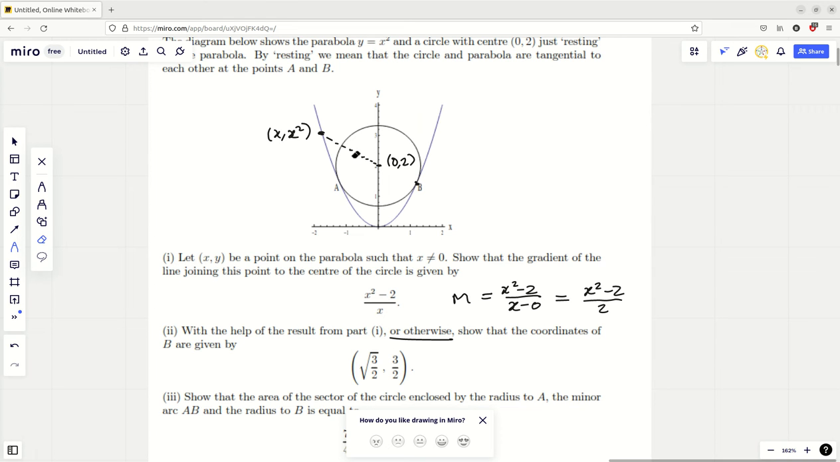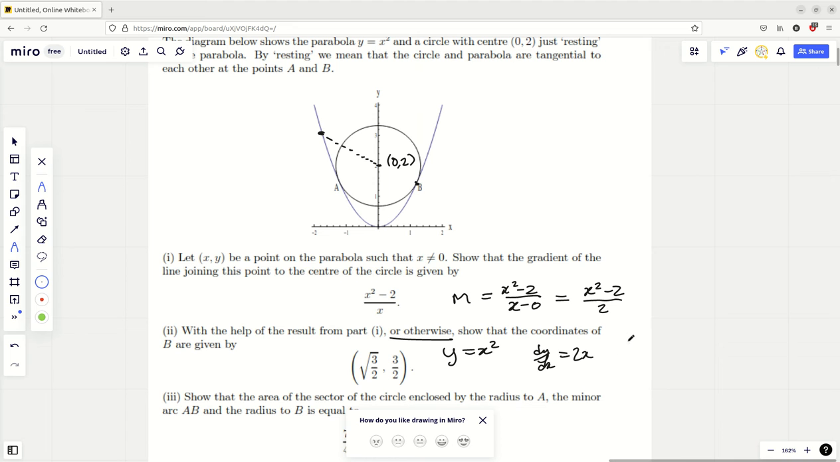So, okay, we've got to find the coordinates of B, essentially. Well, what do we know about B? Well, we know the gradient of B to this point now, because the gradient for any point on that line should be x squared minus 2 over 2, and that applies to B as it does to every other point on the parabola if you're finding the gradient from that point to the center of the circle. Now, there's another way of finding that gradient, of course, and that's to differentiate y equals x squared.